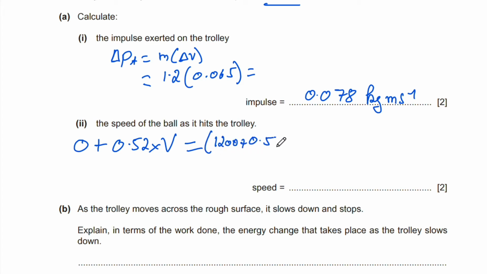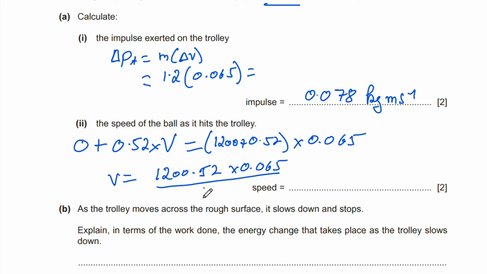So 1200.52 into, now both are moving with the same velocity 0.065. So v will be 1200.52 into 0.065 divided by 0.52. Substituting the values in the calculator, you get the velocity as 150.065 meter per second. Now you can round it off to 150 meter per second. So hence the velocity is 150 meter per second.